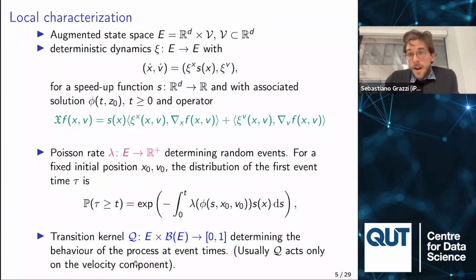And finally, whenever an event happens, so the clock rings, then we have to tell the process what to do. And this is just given by a transition kernel. For PDMPs, as you saw in the animation, this transition kernel just acts on the velocity component. So it doesn't change the state x, but only the velocity v.